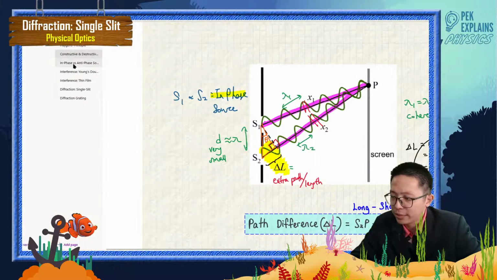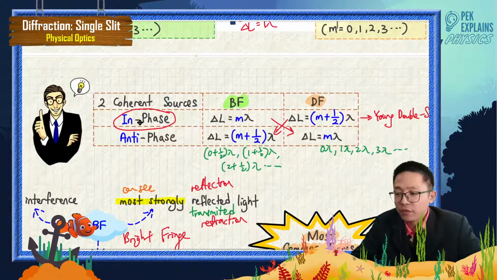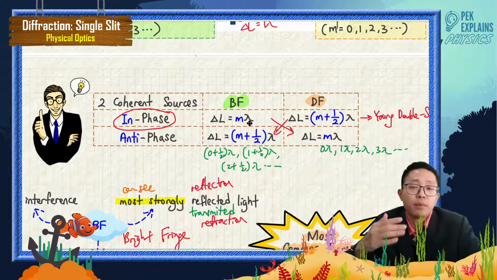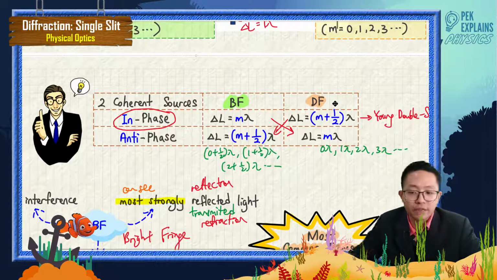Let's go back to this one, in phase and anti-phase. If in phase source, to produce the bright fringe, now we are talking about in phase sources only. So for in phase sources, to produce a bright fringe, the delta L must be multiples of lambda. To produce a dark fringe, the delta L must be m plus half lambda. In phase source, to produce bright fringe, the delta L must be m lambda. To produce dark fringe, the delta L must be m plus half lambda.